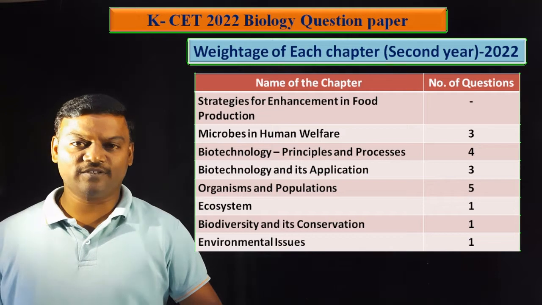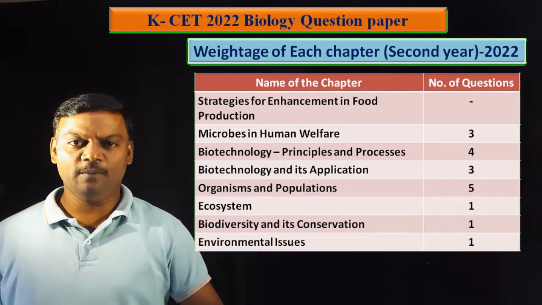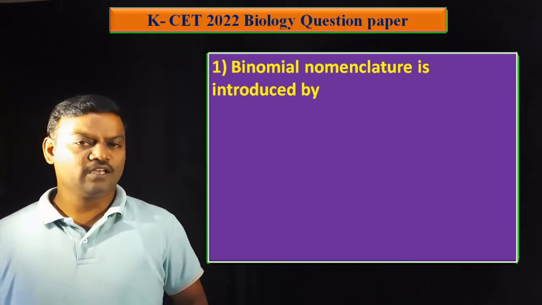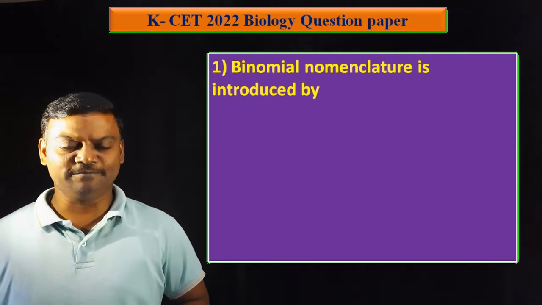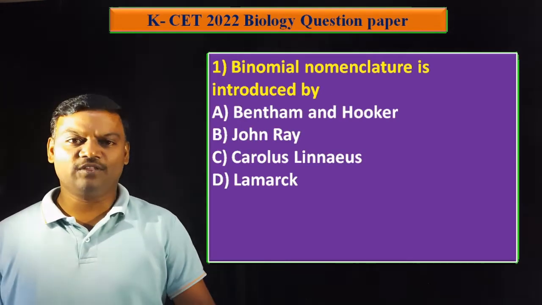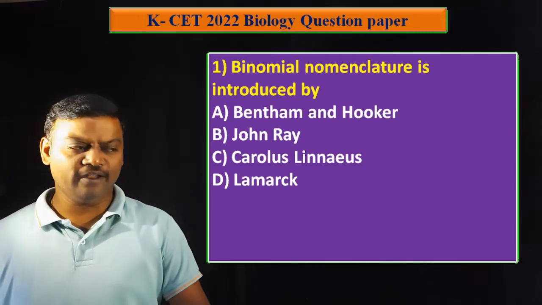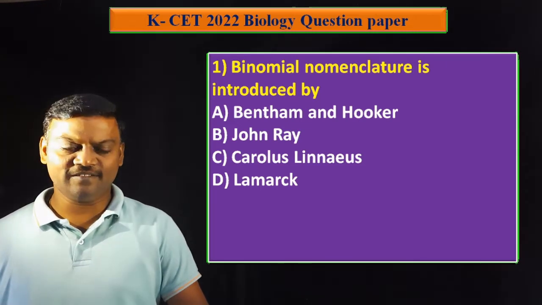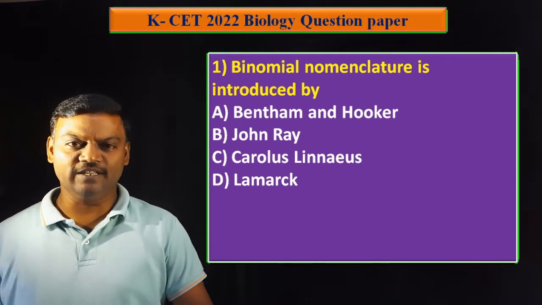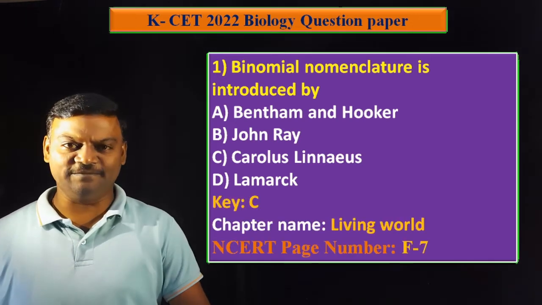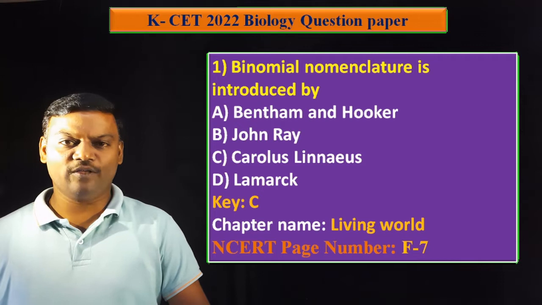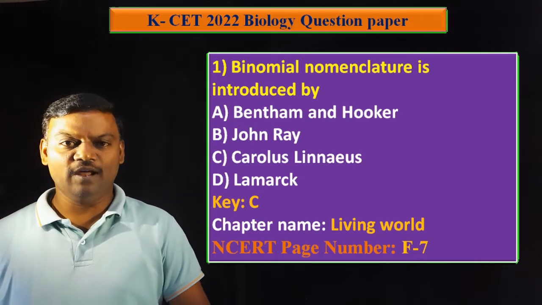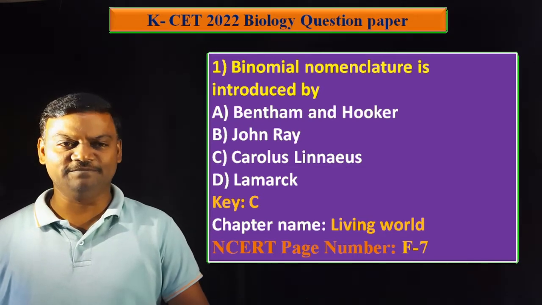Now we will see the questions in the CET 2022 Biology question paper. Coming to the first question: the binomial nomenclature was introduced by option A, Bentham and Hooker; option B, John Ray; option C, Carolus Linnaeus; option D, Lamarck. The correct answer is option C, because the binomial nomenclature system was introduced by Carolus Linnaeus. It is a question from Living World, NCERT first year, page number 7.